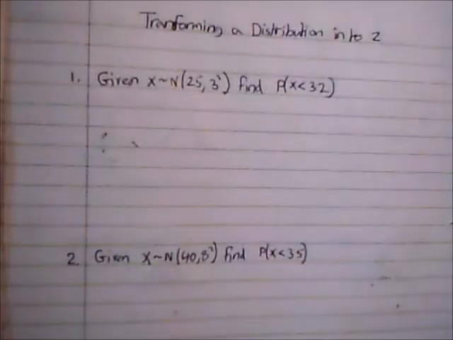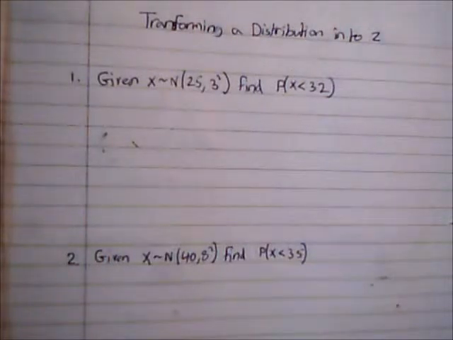In this video we're going to look at how we can take any normal distribution and transform the problem that we're looking at into one in terms of Z, which is the standard form, so that we're then able to use tables to calculate our required probabilities.